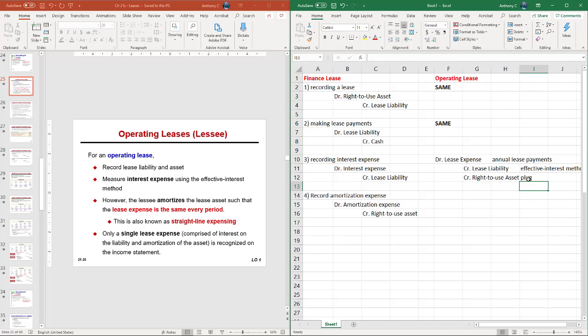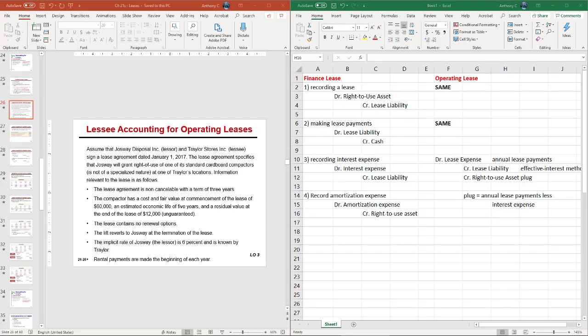So in other words, for our debits to equal our credits in this journal entry, our credit to the right to use asset is going to be the difference between the annual lease payments less the amount of interest expense in each period. So let's go through an example here.